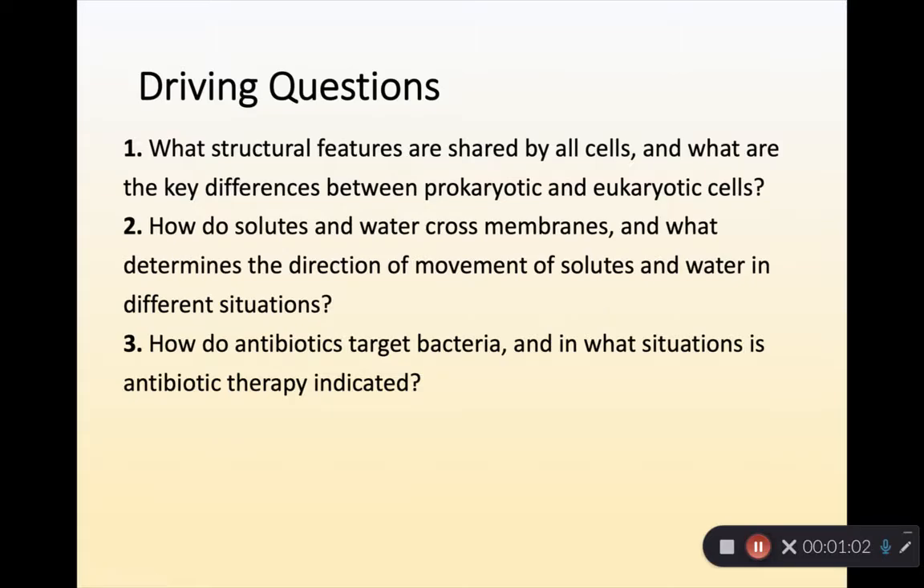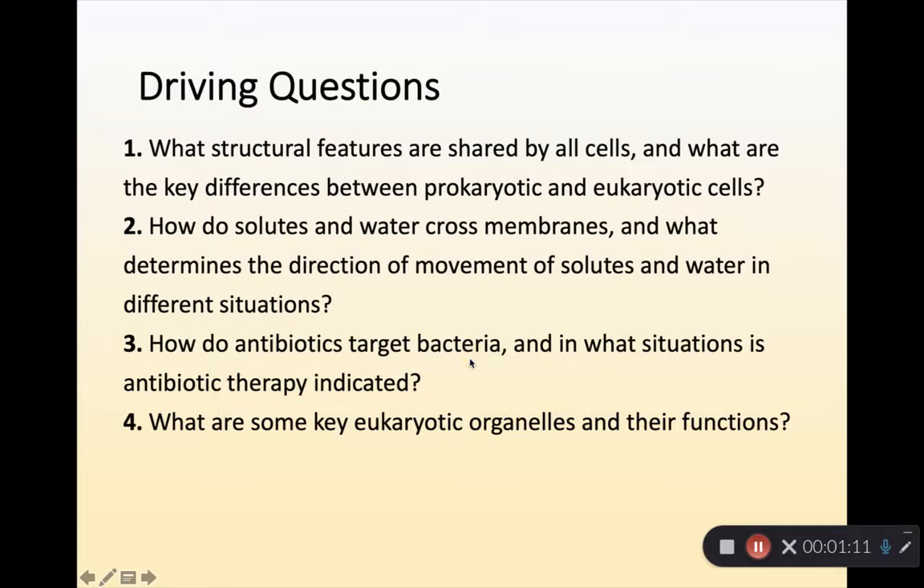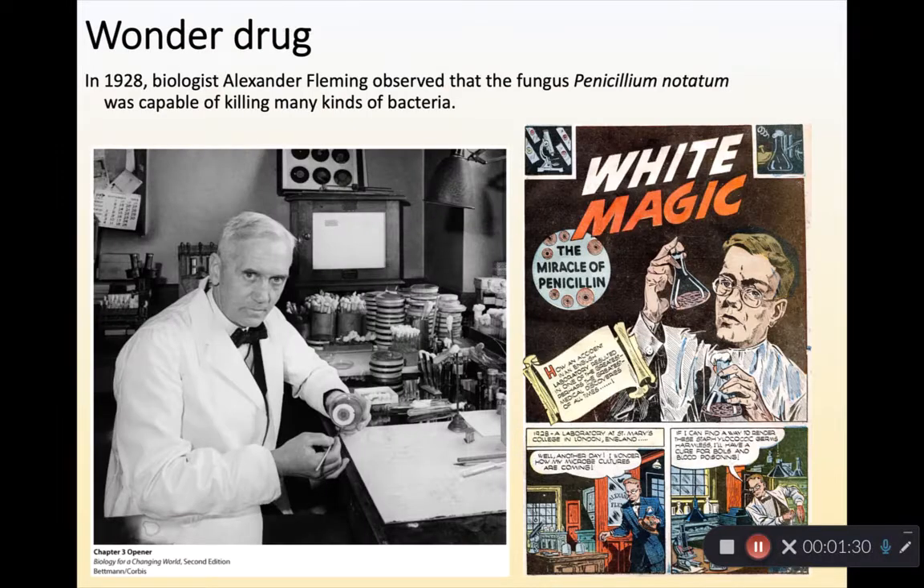What determines the direction of movement of solutes and water in different situations? Next, we want to talk a little bit about how antibiotics target bacteria and in what situations antibiotic therapy is indicated. And lastly, what are some key eukaryotic organelles and their functions? We're not going to go through all of these, but we are going to look at some specific ones that really have to do with packaging and understanding the macromolecules involved in cellular biology.